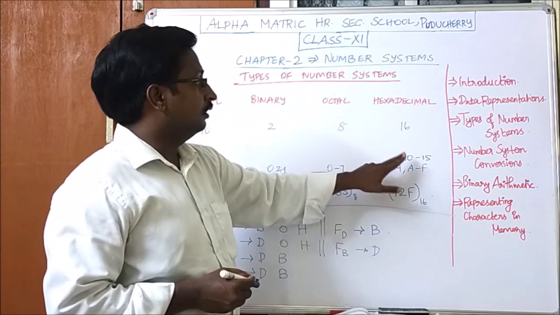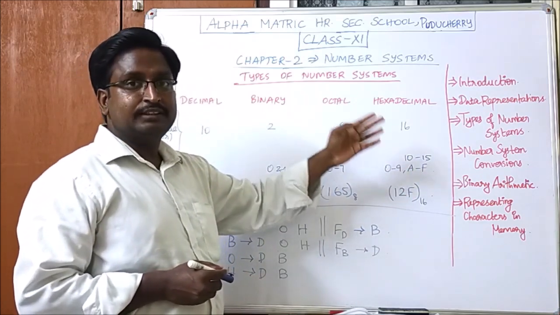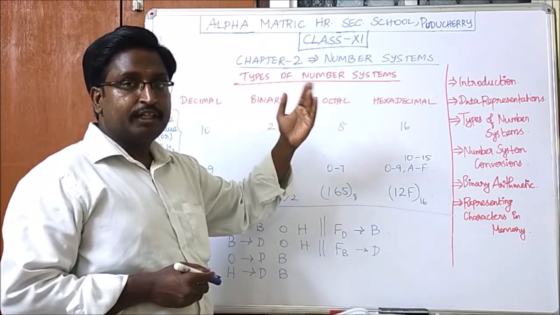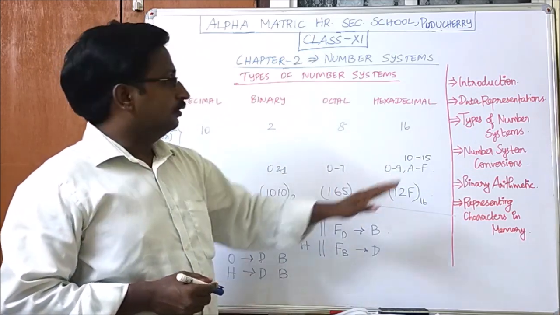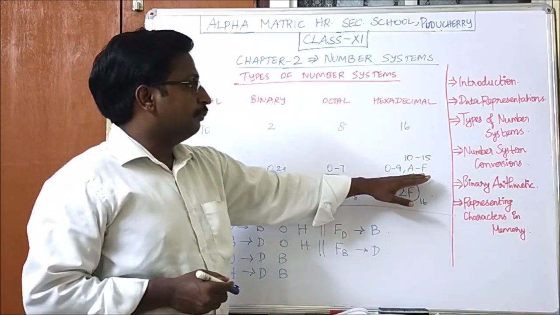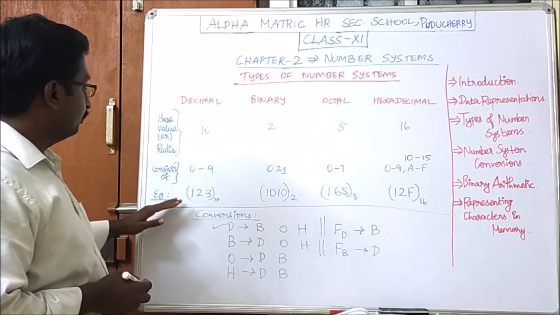Say for example, 10 as A, and 11 as B, and 12 as C, and 13 as D, 14 as E, and 15 as F. So like that, 10 to 15, the number will be represented as A to F. Okay, here you see the example.